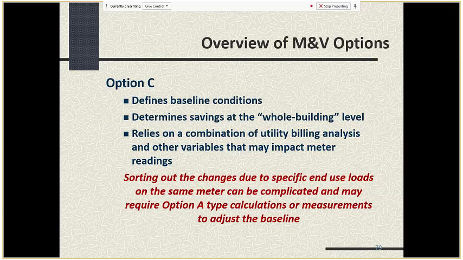And it's not just looking at the utility bill. You also have to analyze all the other variables that can impact those meter readings. So when you're trying to sort out the changes due to specific end-use loads on the same meter, it can be complicated, and it requires you to do lots of option A type calculations or measurements to make adjustments to the quote-unquote utility bill baseline. And we had an example of that when we compared 2011 to 2015 for year 2 of the construction year.